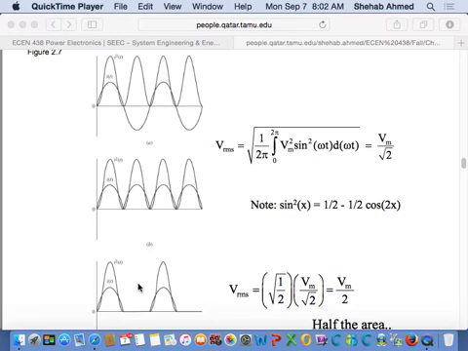on knowing, for example, the full wave rectified waveform versus the sine wave. So what is the RMS value of a full wave rectified waveform versus a regular sine wave?